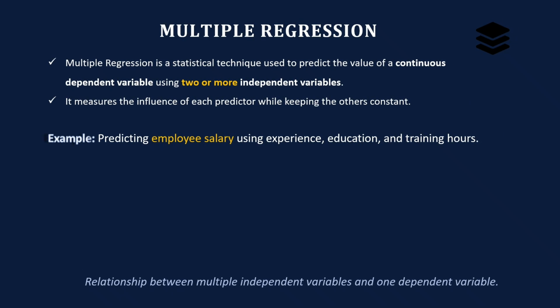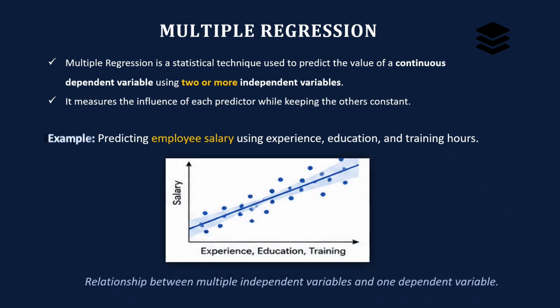Multiple regression is used to predict a continuous dependent variable using two or more independent variables. It also helps us understand the effect of each independent variable while keeping the other ones constant. For example, an employee's salary can be predicted using factors such as experience, education, or training hours. So here salary is the dependent variable, while education, experience, and training hours are the independent variables. The graph shows the relationship between the multiple independent variables and the one dependent variable.